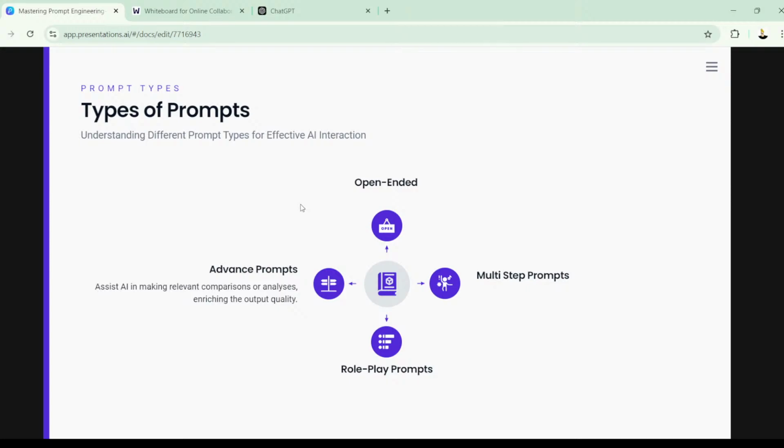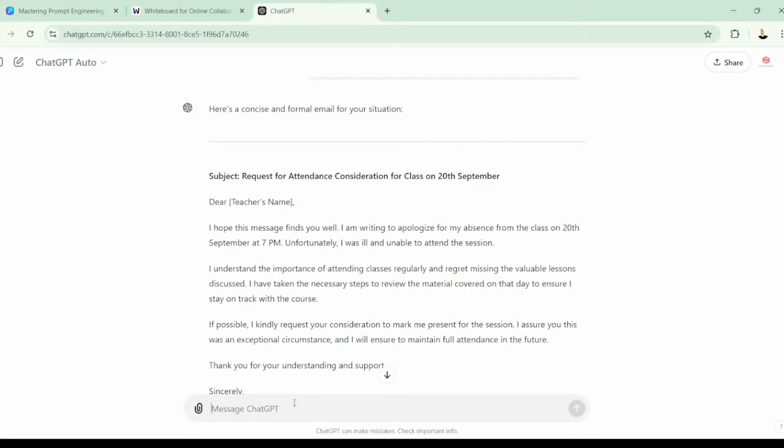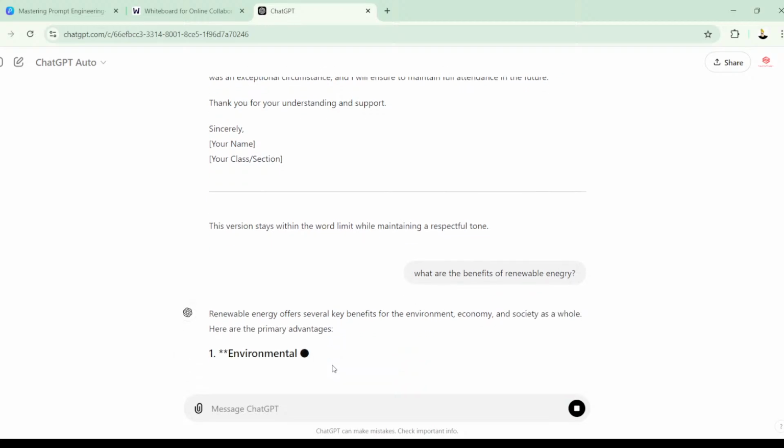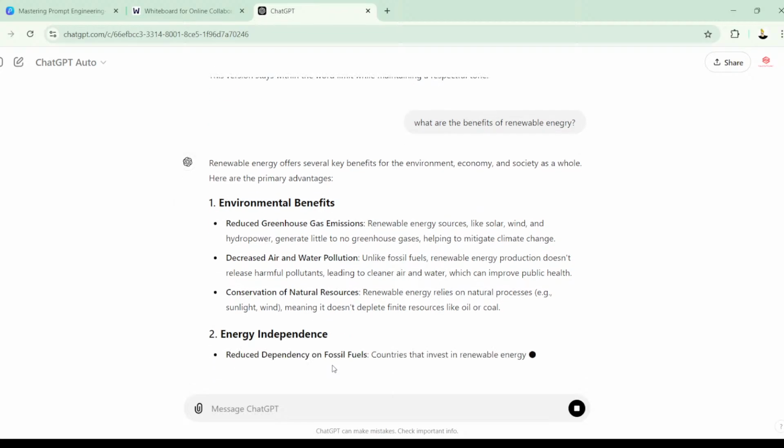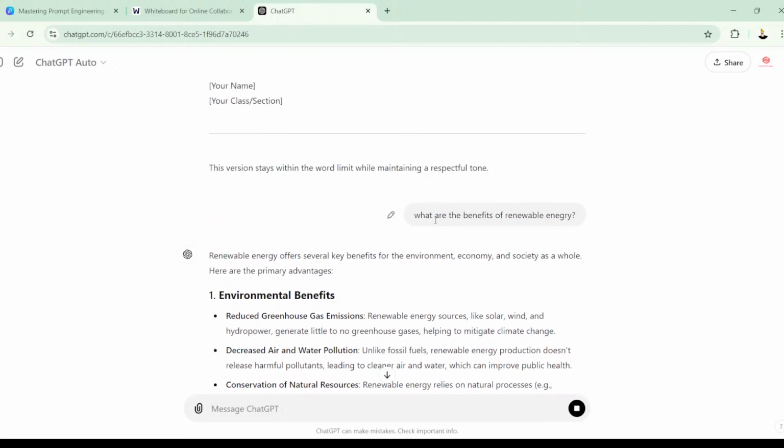So open-ended prompts are where you can leave the questions broad, such as, for an example, what are the benefits of renewable energy? Okay, so this is a prompt. This is an example of open-ended prompts. So this has an open end, just a simple open question, right?